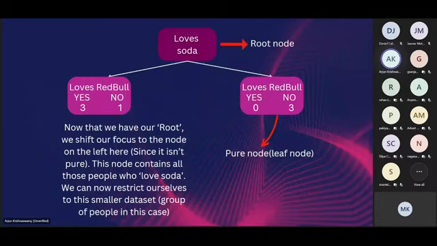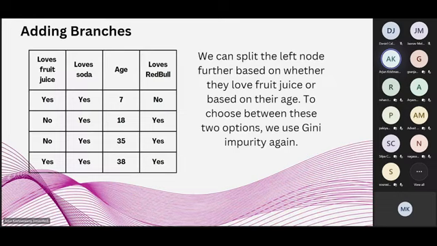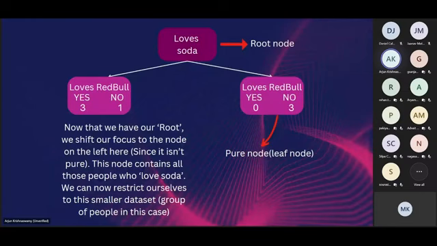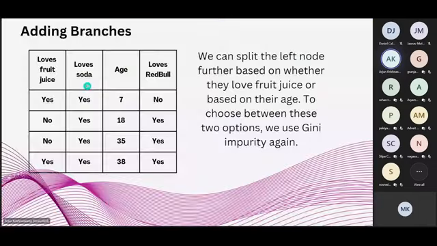So here it again consists of a mixture of people, so we need to be sure. We need to get our leaf nodes, which are pure nodes. So we again perform the same calculation by finding out the Gini impurity values, and this is a reduced data set, by the way, because we've already used Love Soda as our criteria for classification. This is the root node. So now this table only consists of people who love soda. Now we have to decide which one of these two features to use to split it again. We can either use loves fruit juice or age.